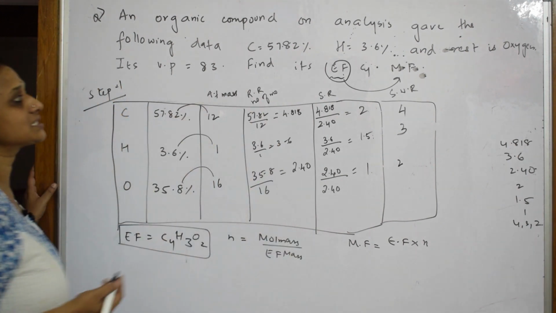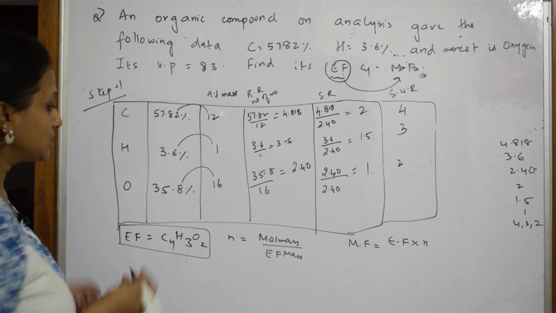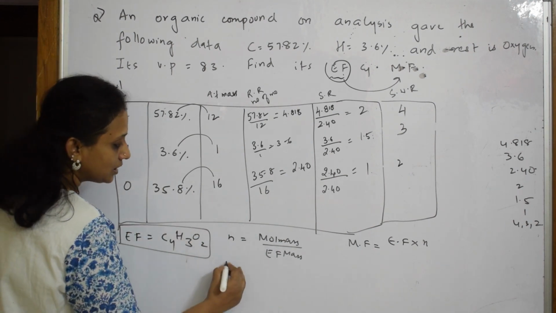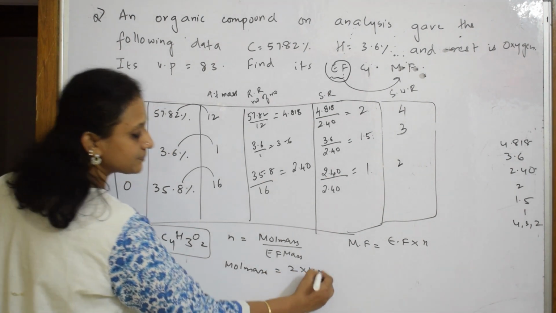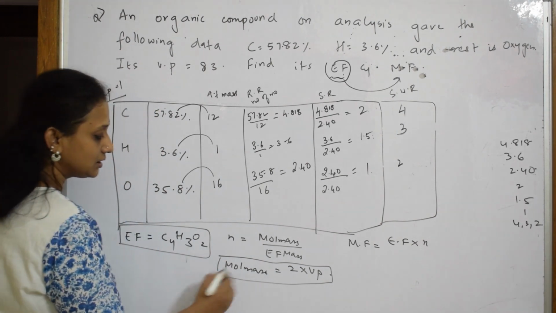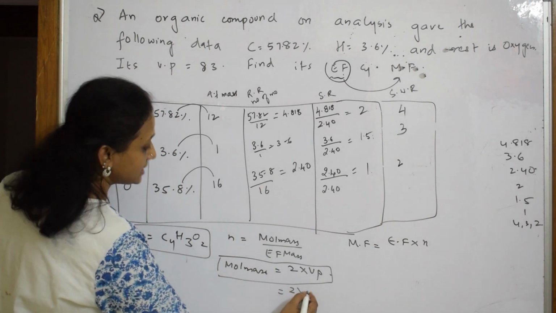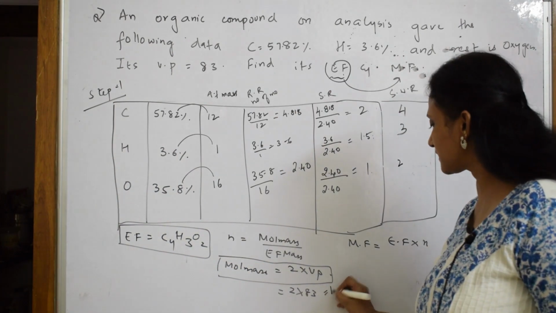Is any molecular mass given to us? No. Here they've given us vapor density. Fine. So once again, one more formula. Molecular mass is equal to 2 into vapor density. This is the formula. Fine. So now see, 2 into 83. How much do I get? I get 166, isn't it?